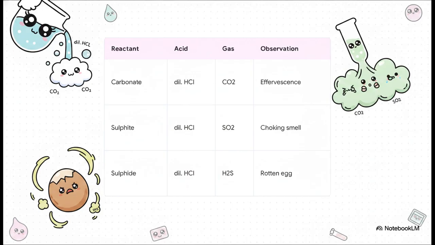When dilute acid hits a carbonate or bicarbonate, it liberates carbon dioxide, and your observation is brisk effervescence. If the acid reacts with a sulfite, it releases sulfur dioxide, which you identify by its harsh, choking smell. And if it reacts with a metallic sulfide, it produces hydrogen sulfide gas, instantly recognizable by its distinct, terrible, rotten egg smell. Mastering this table means you can instantly crack literally any identify the gas or state your observation question.